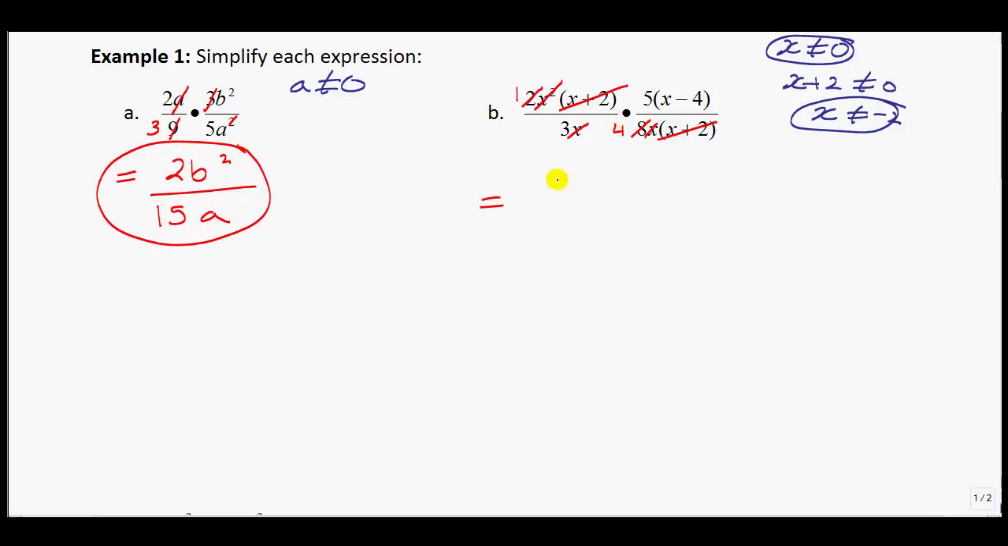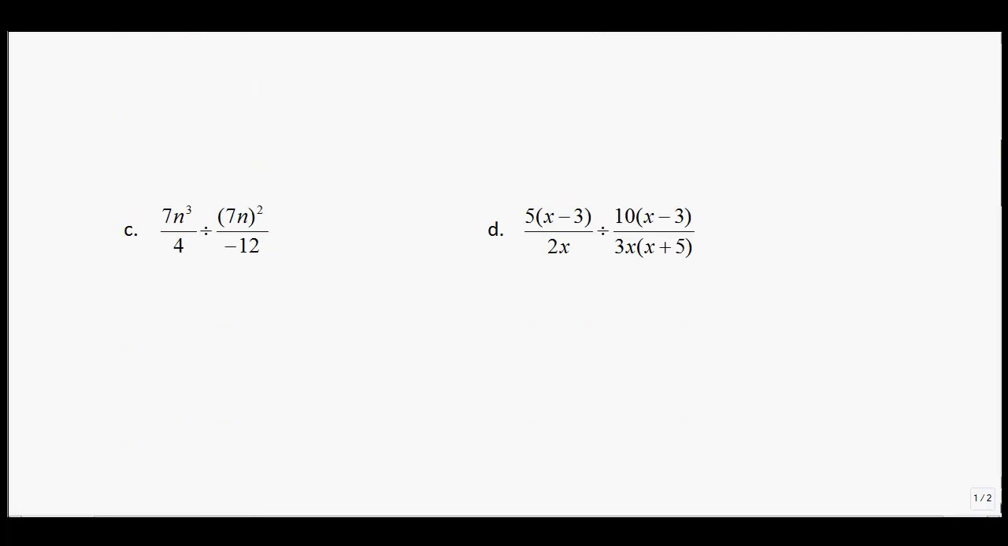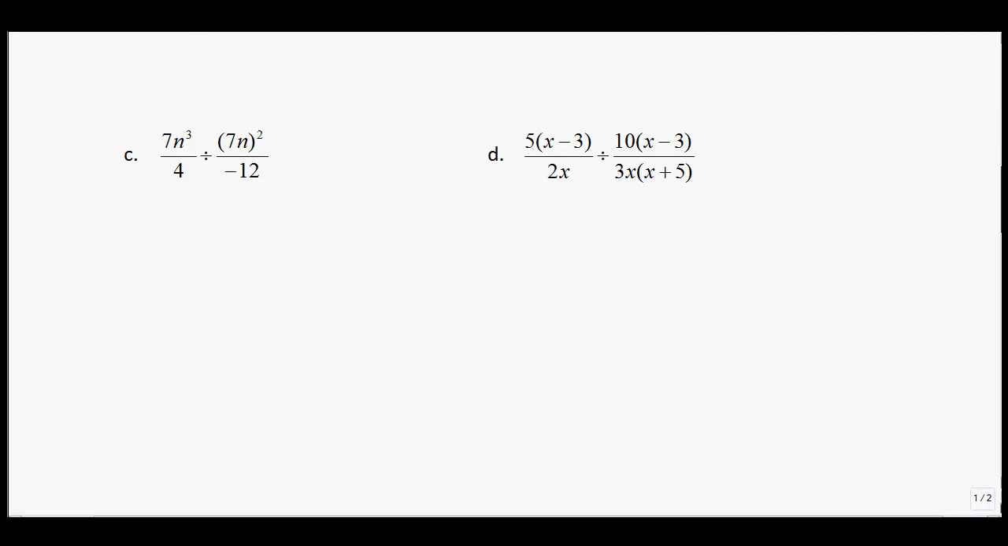Alright. So in my numerator now, I have 5 times x minus 4, and in the denominator I have 12. Very straightforward, alright? Probably giving you more real estate than you needed on that first page. Let's go down to C and D here.